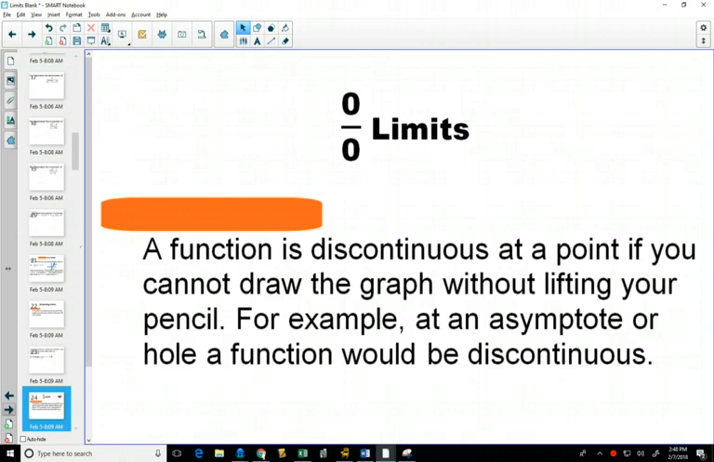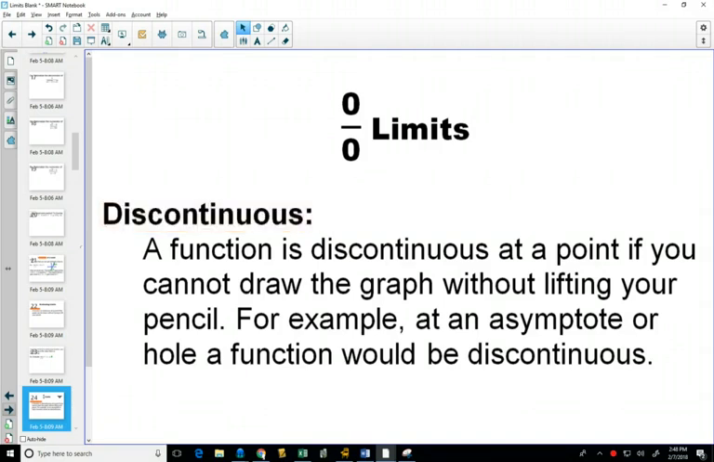So those limits are so easy that we don't do too many of them. What we're more interested in are these 0 over 0 limits. And I'll tell you why I call that in a second. But first, here's another definition. Something's discontinuous. It has a non-permissible value, or you can't draw it without lifting your pencil. So we have something with a hole in it, or something with an asymptote. Those would be examples of graphs that are discontinuous. So when we have non-permissible values, we have graphs with discontinuities.